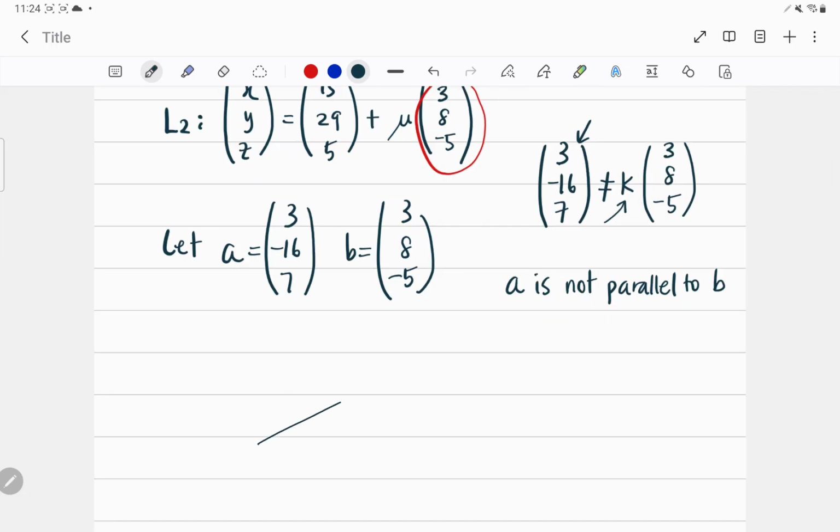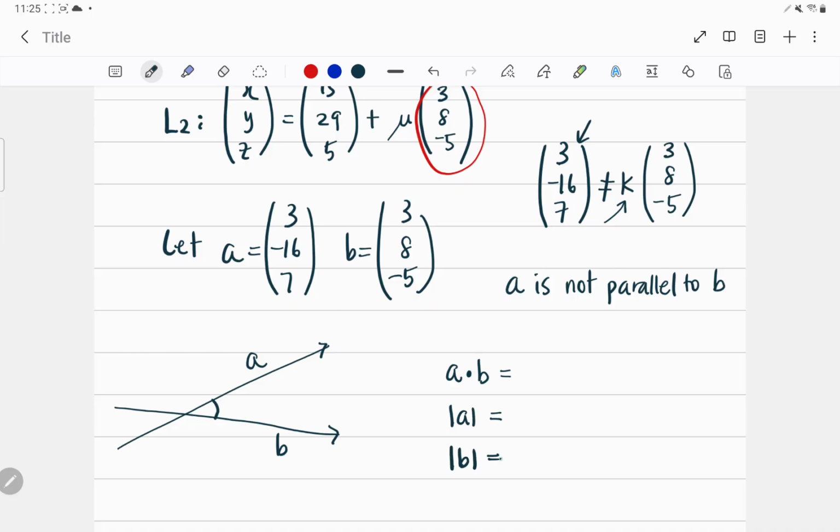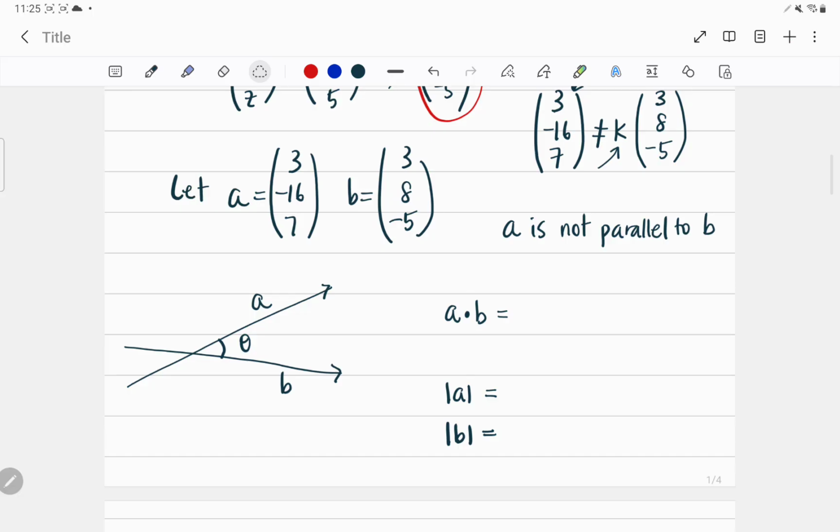As a sketch over here, I have my A, and that's my vector B. What I want to find is the acute angle between the two vectors A and B. To do that, you need to find A dot B, magnitude A, and magnitude B, and these are the ingredients for you to solve for theta here. Let's say this is the theta. So let's find A dot B first. A dot B is 3, minus 16 and 7 dot 3, 8 and minus 5.